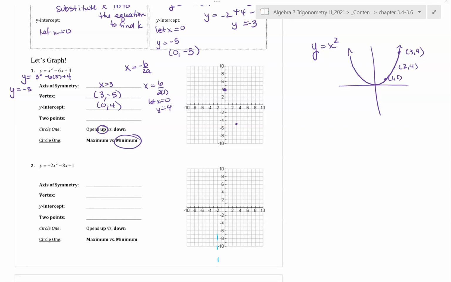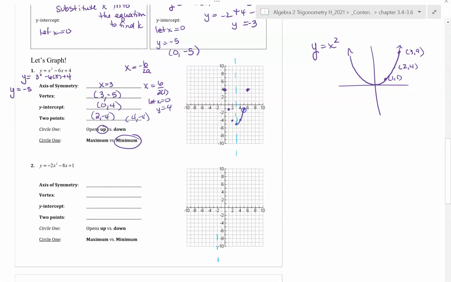So we go right 1, up 1. We could go left 1, up 1. Now we would go right 2, up 4. Left 2, up 4. And now we would go right 3, up 9. And left 3, up 9. These points are consistent, notice, with our y-intercept at 0 comma 4. So again, 2 points. I went 2 comma negative 4, and 4 comma negative 4, because I went right 1, up 1, left 1, up 1.